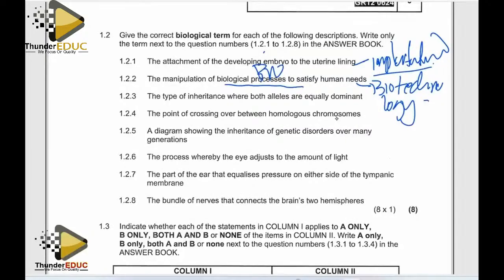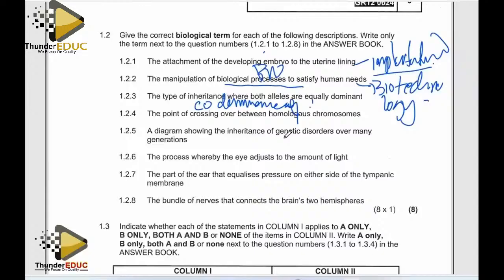The type of inheritance where both alleles are equally dominant. So how do you call that type of dominance? It's not that one brings 50 and the other one brings 50, then you form an intermediate. But here, both of them are equally dominant. Blood group A, allele for A and allele for B, when you combine them, you form blood group AB. So they're equally dominant. In this case, we call it co-dominance.